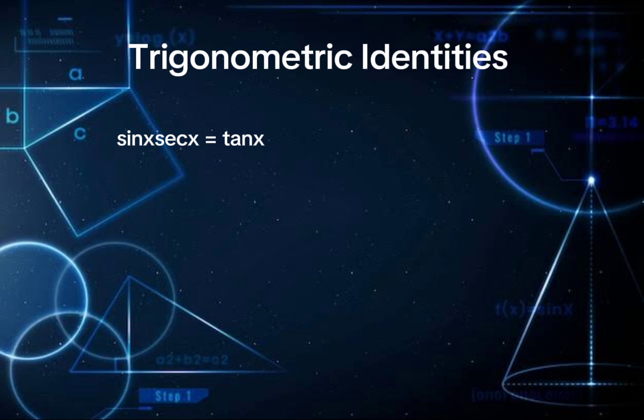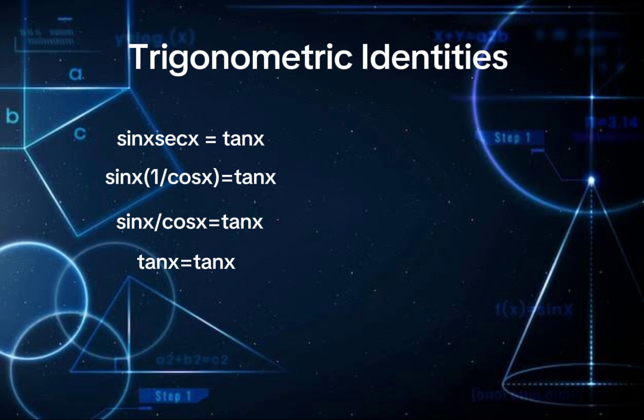First, we need to convert secant into cosine. Secant is equal to 1 over cosine, which will give us this function. Sine x times 1 is simply sine x, so the result is sine x over cosine x is equal to tangent x. Sine x over cosine x is simply tan x, so our final answer is tangent x is equal to tangent x.